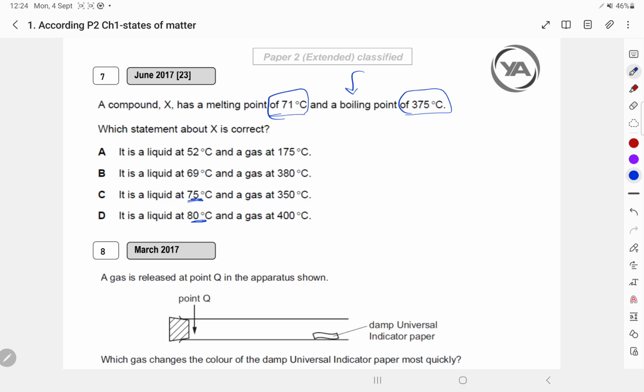But to be a gas, it must be at temperature higher than its boiling point. 350 is not higher than 375, so this is incorrect. But 400 is higher than its boiling point, so it will be gas. So the answer is D.